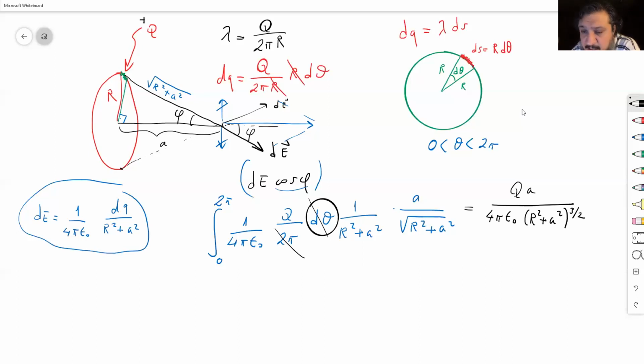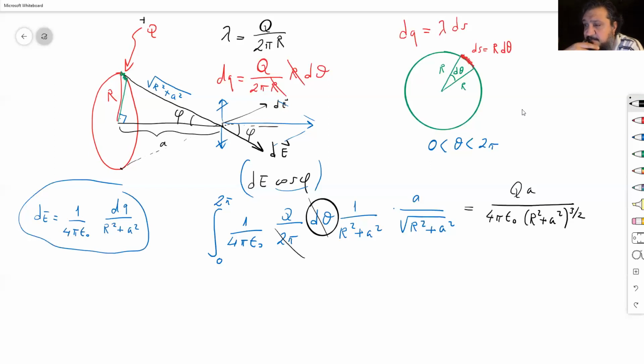Let's double check. 1 over 4 pi epsilon 0 from the formula. dq is q over 2 pi. Okay, r canceled. Fine. Okay, good. It looks like it's okay. So that's the answer. All right? That's the answer.